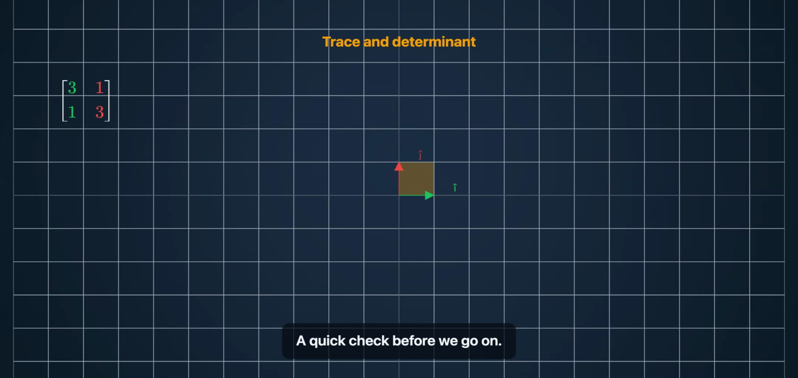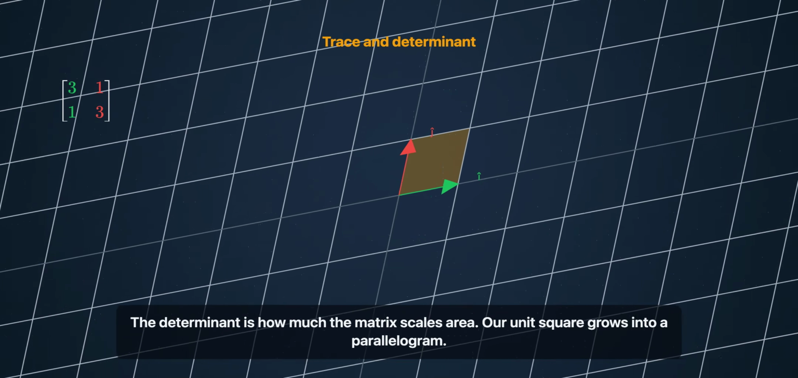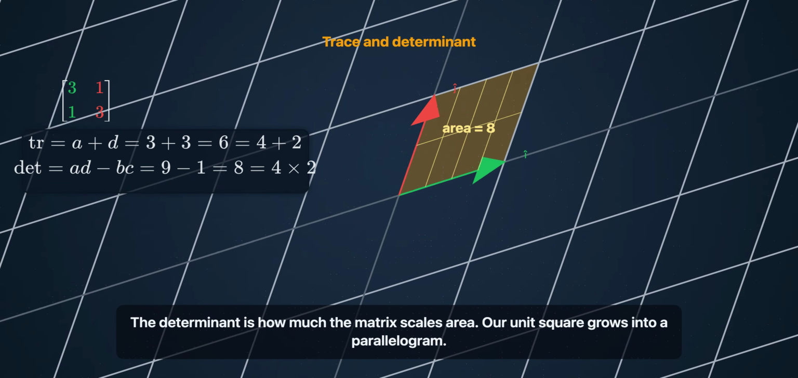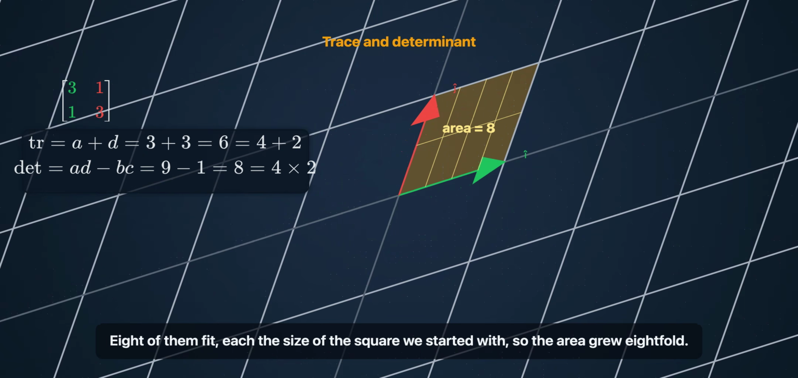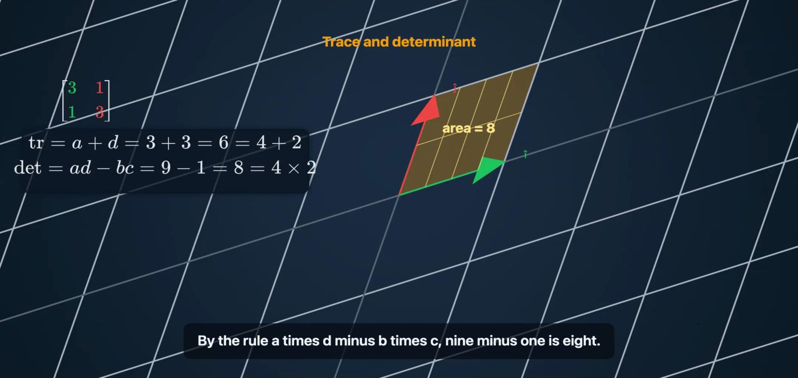A quick check before we go on. Two numbers you can read off any matrix in seconds, and both are secretly its eigenvalues. The determinant is how much the matrix scales area. Our unit square grows into a parallelogram. Cut that parallelogram into equal cells and you can count them. 8 of them fit, each the size of the square we started with, so the area grew 8-fold. That is the determinant. By the rule, a times d minus b times c, 9 minus 1 is 8.